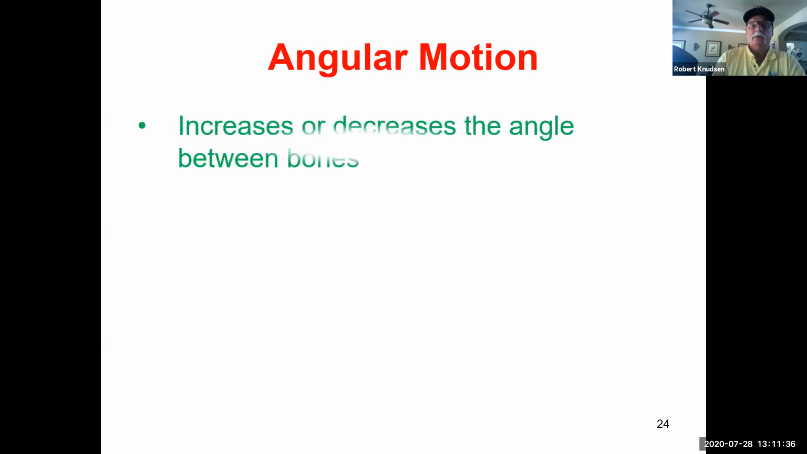Angular motion increases or decreases the angle between the bones. Flexion, extension, hyperextension. We good?